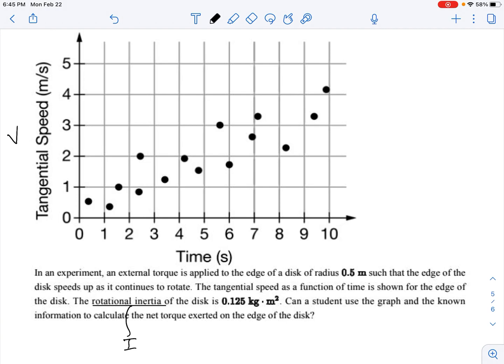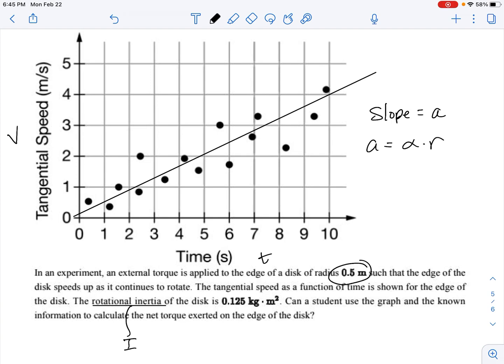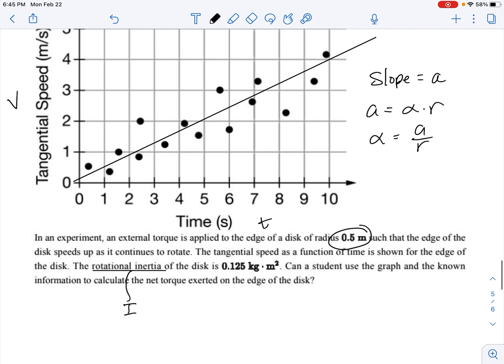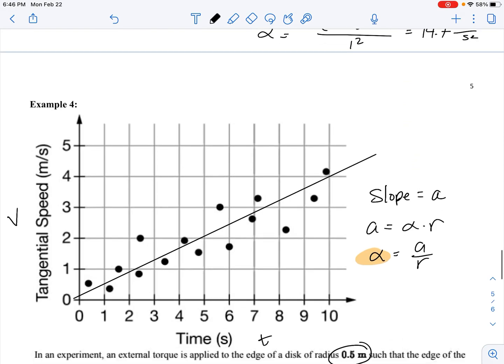This is tangential speed, which is basically velocity, and this is time. The slope of this graph is linear acceleration. We know that linear acceleration equals angular acceleration times r, the radius, which we do have. So we could get angular acceleration by dividing. And we do know that torque equals moment of inertia times angular acceleration, but check it out. We have both of those things. We have I. We could figure out angular acceleration, and so yes, we could figure out the torque. All right, thanks.